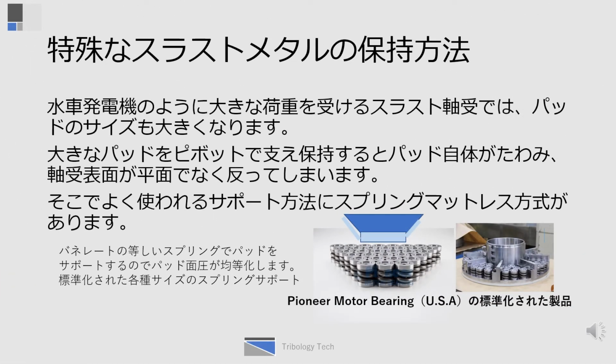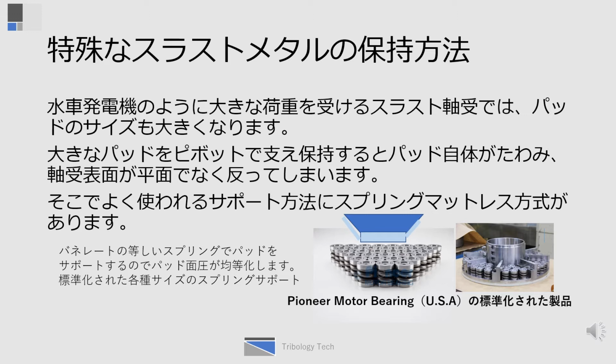Special thrust metal support. For thrust bearings that are subjected to sustained large thrust load like water turbine generators, the size of the pad also increases. If you hold a large thrust pad by a pivot, the pad itself deforms and the bearing surface becomes convex instead of flat.